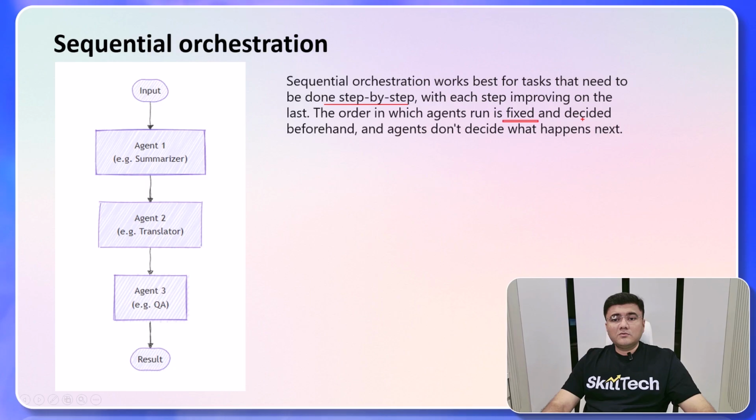The order in which these agents are going to be executed is also decided beforehand. The agents don't decide what happens next. You have to decide as a developer. You'll be focusing, okay, the first agent is going to be the summarizer, the second agent is going to be the translator. Maybe it's going to translate those two lines into a specific language which we provide. And then the third agent is going to be focusing on QA.